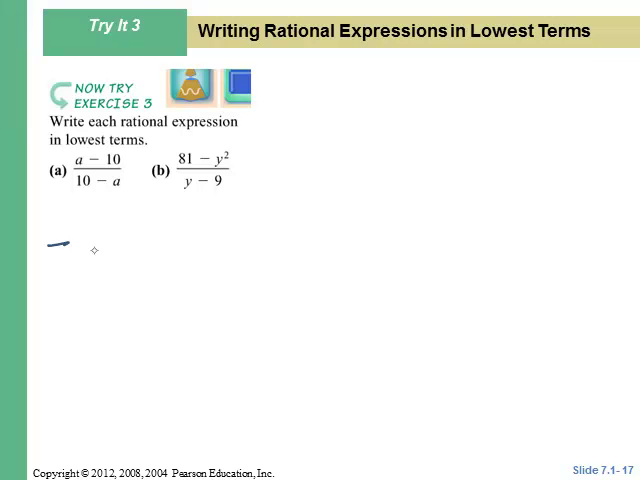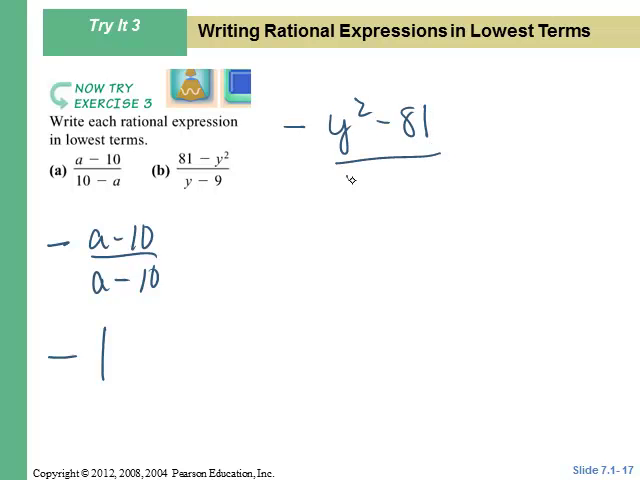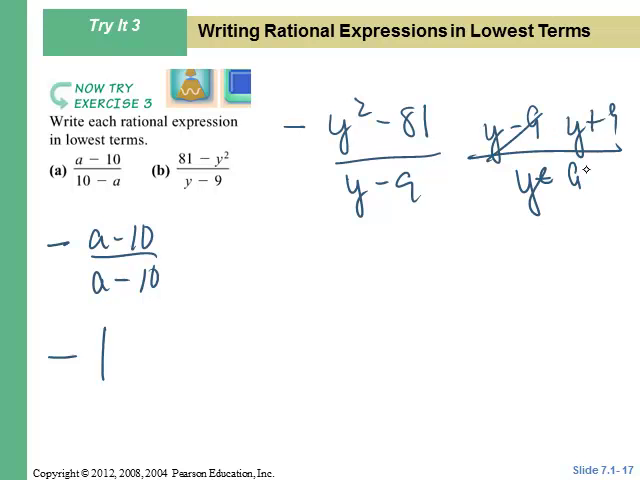Okay, so we can put a negative out front, a minus 10 over a minus 10 is -1. Rewrite the numerator, negative y squared minus 81 over y minus 9. This factors into y minus 9, y plus 9, over y minus 9. These cancel, and we'll have negative y plus 9, or negative y minus 9 if we took out the parentheses.